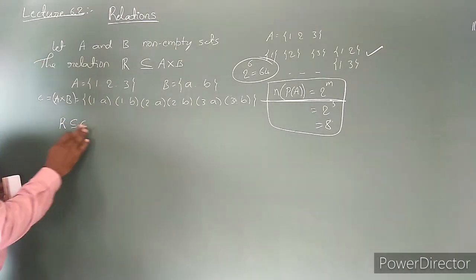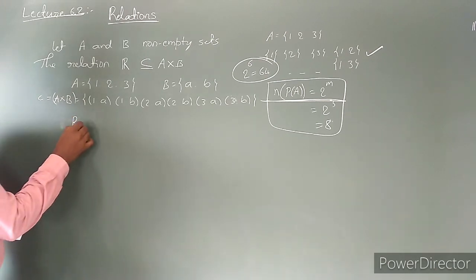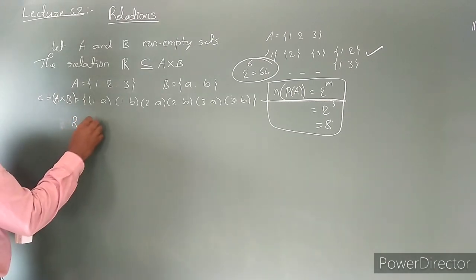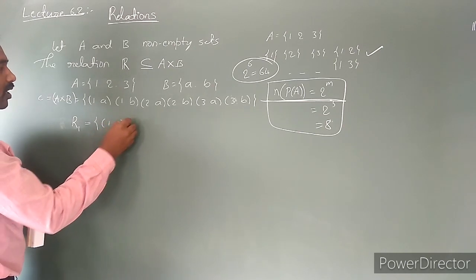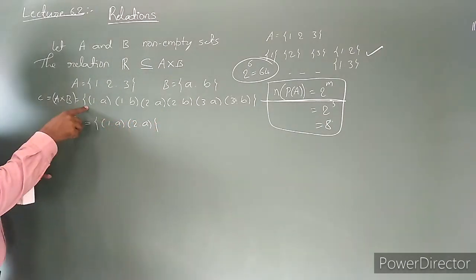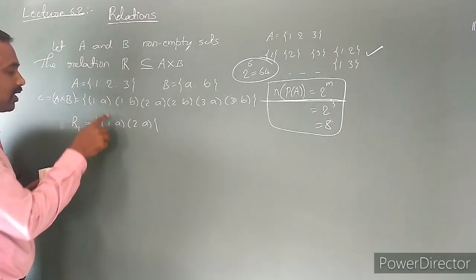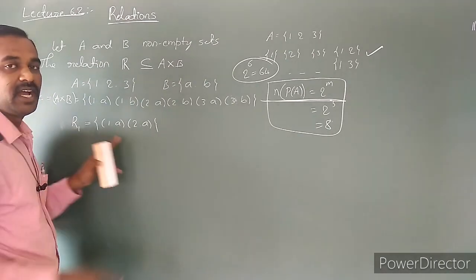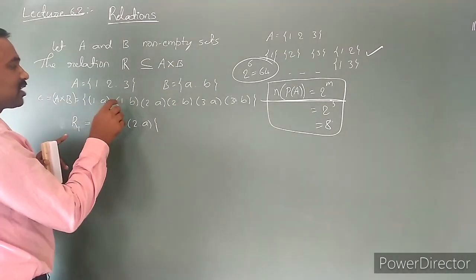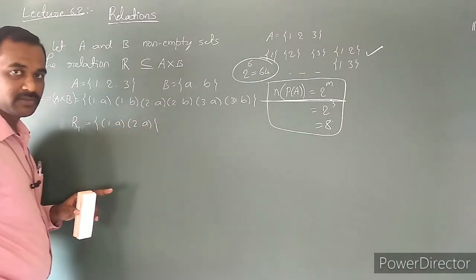First of all, I write one of the subsets, and I name the relation R1. R1 is a relation: {(1, a), (2, a)}. Is this a subset of the Cartesian product A cross B? Obviously it is a subset. The two elements (1, a) and (2, a) are present here. So it is one of the subsets, so this is a relation.